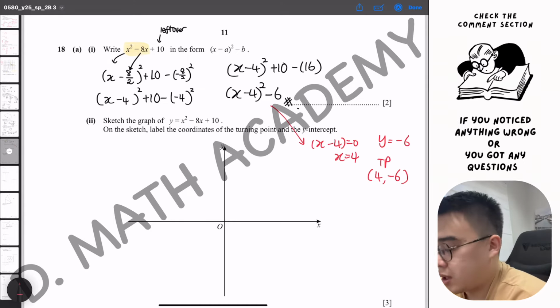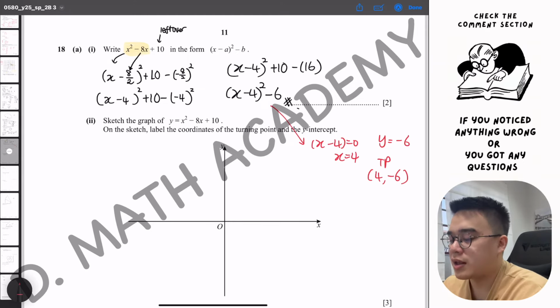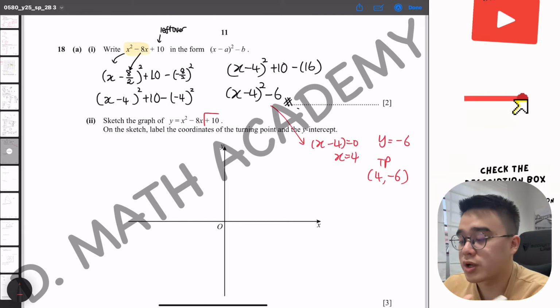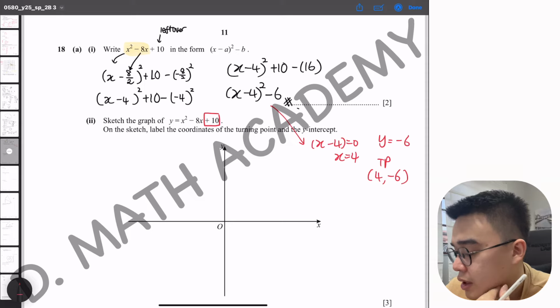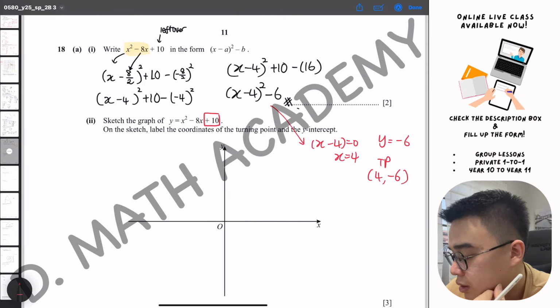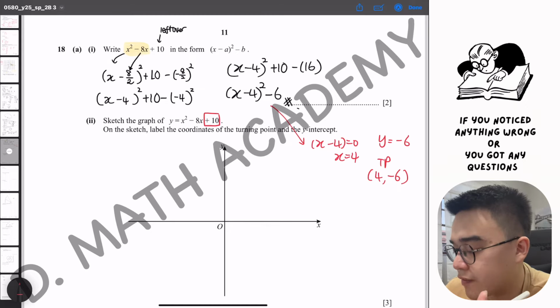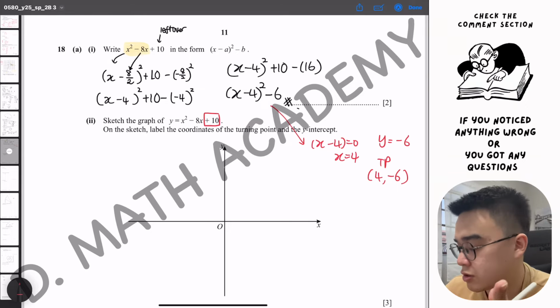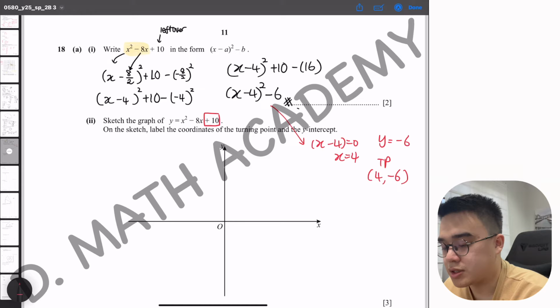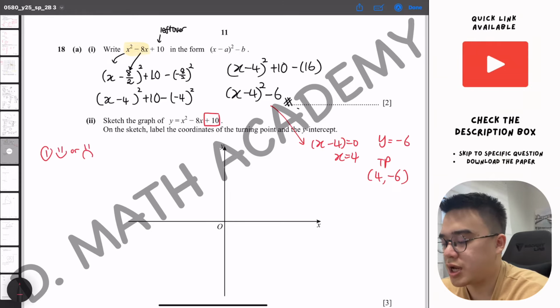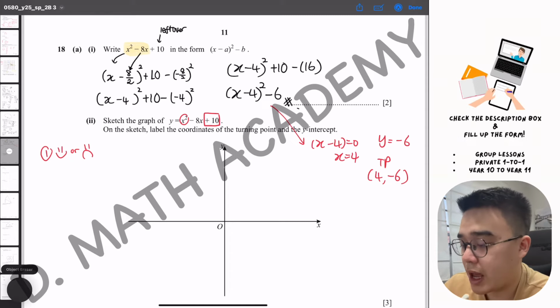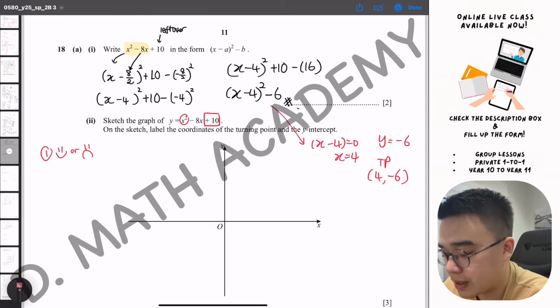Okay, and then the next thing that I look at when it comes to drawing a quadratic will be the 10. 10 is our y-intercept. They only specifically ask you for these two. But my checklist goes by smiley or sad face. This is to check the x squared that we have here. If it's positive, it will be a smiley face.